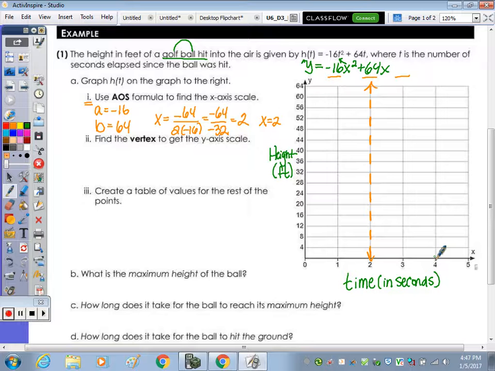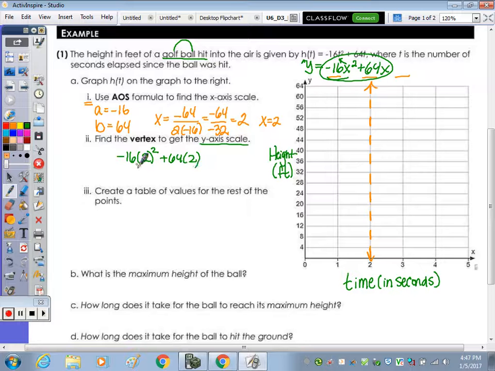Find the vertex to get the y-axis scale. How high do we need to go? And I realize it's there, and this states that we're going to go as high as 64. But let's actually calculate the vertex, that highest or maximum point, so that we know it does indeed need to go up to 64. So if I know x is 2, I'm now going to plug it into the function and do negative 16 times 2 squared plus 64 times 2. So I'm evaluating that function.